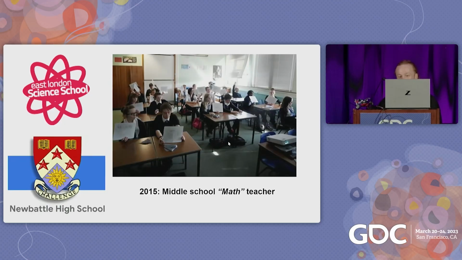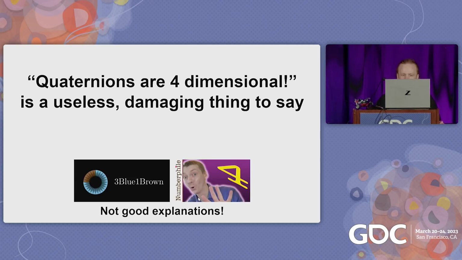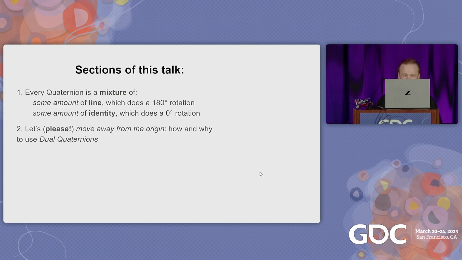And I can tell you one thing as a math teacher, that this phrase, quaternions are four-dimensional, is a useless and damaging thing to say. I'm not saying that it's exactly false. I'd say that it's about as true as saying that a 3x3 matrix is 9-dimensional. But in particular, while I'm a huge fan of 3Blue1Brown and Numberphile, because they give an explanation of quaternions based on this phrase, yeah, it's not a great explanation.